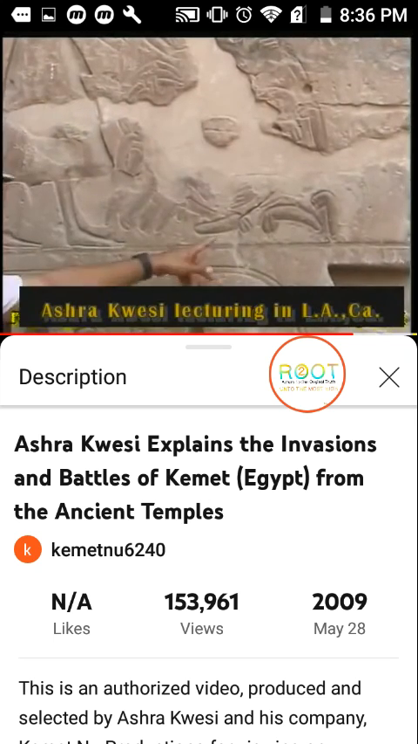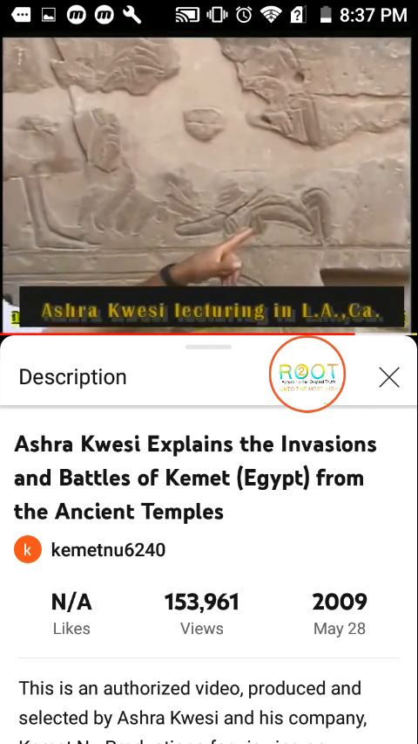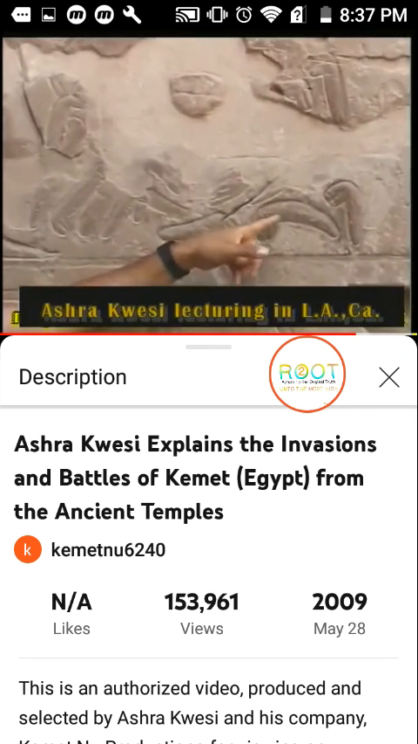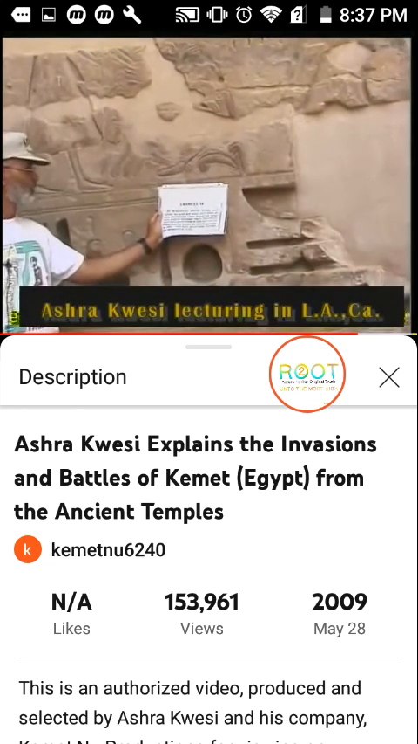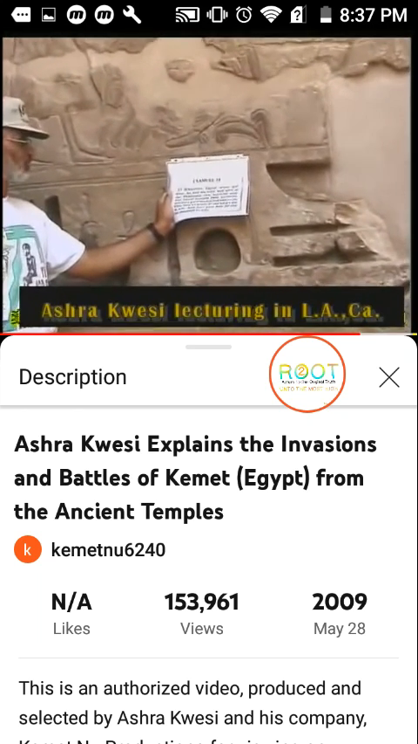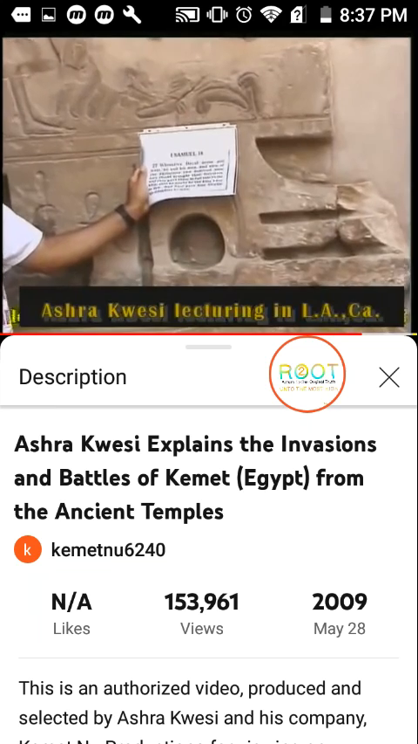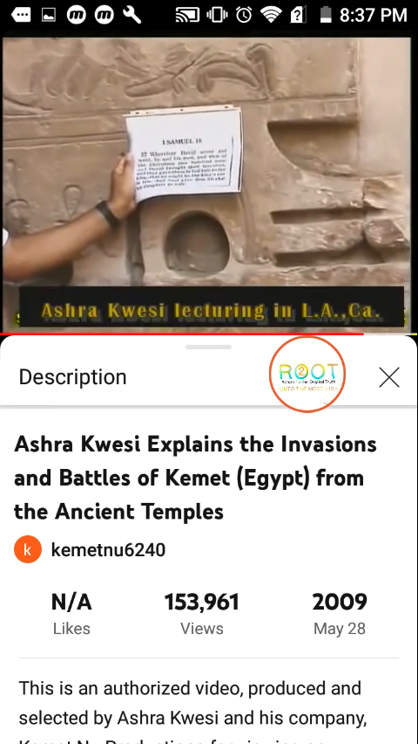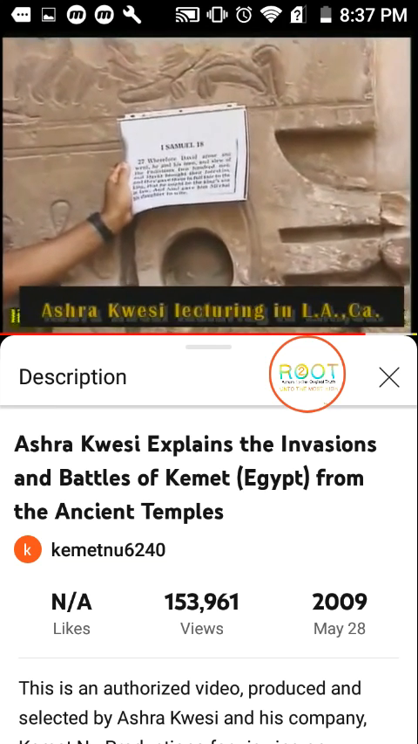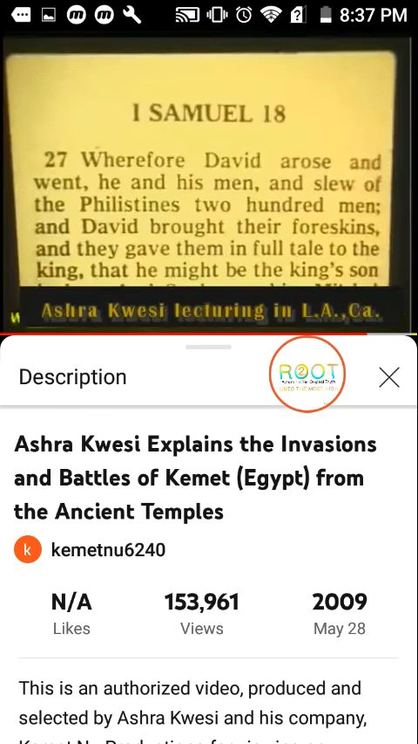Our story is here. Now, what does that have to do with the scriptures? Well, let's go to Samuel, and it talks about David wants to marry the daughter of Saul. So Saul tells him to go and do what? Cut off the foreskin of the Philistines, as it says in Samuel chapter 18, verse 27. Wherefore David arose and went, and he and his men, and slew of the Philistines 200 men, and David brought their foreskins, and they gave them the full tale to the king, that he might be the king's son-in-law.